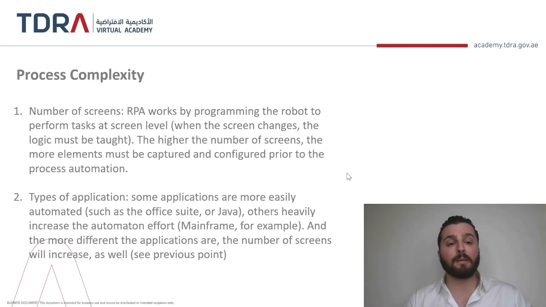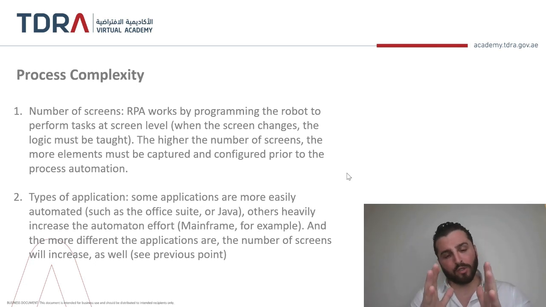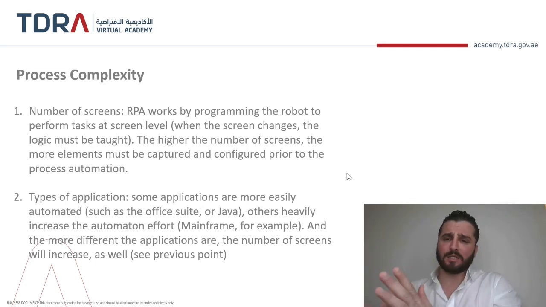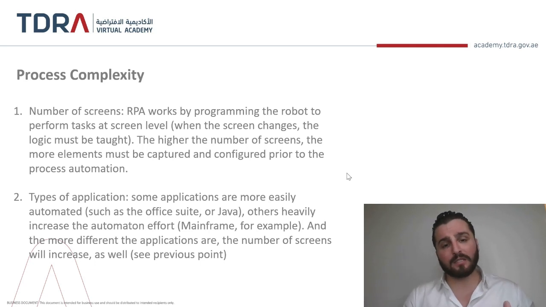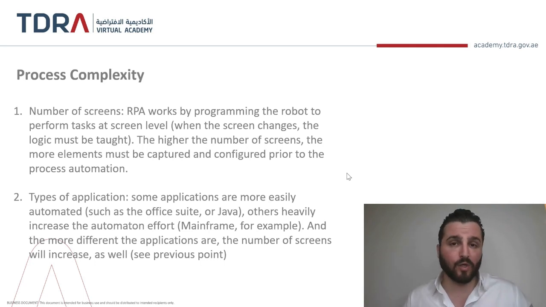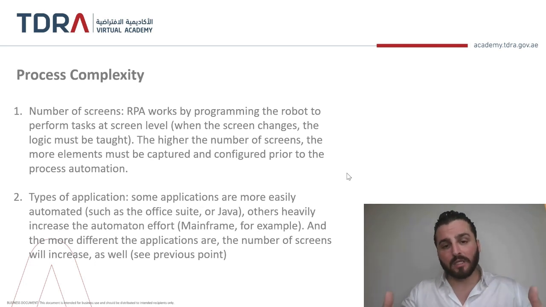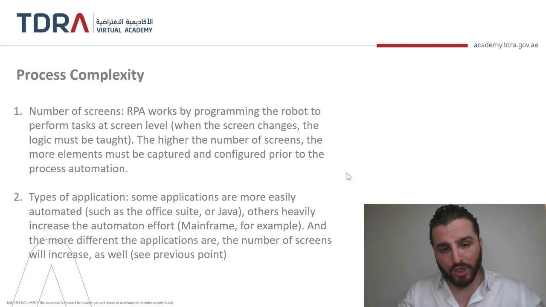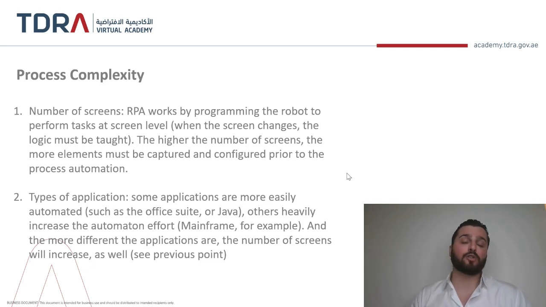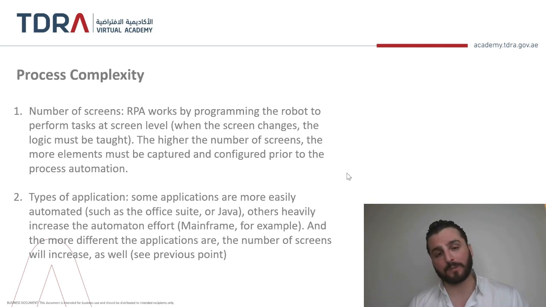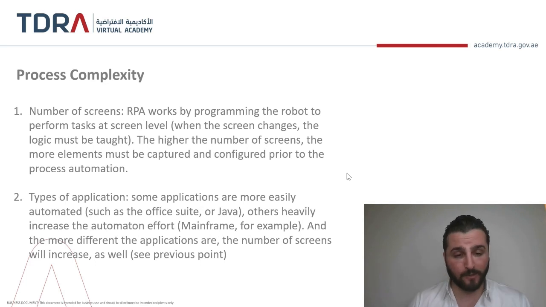When you conduct any service, there are a number of screens that you go through. So the number of screens is very important to consider when identifying complexity, as a higher number of screens means more information to capture and more process and configuration required for robotic process automation. The other main attribute is type of application.